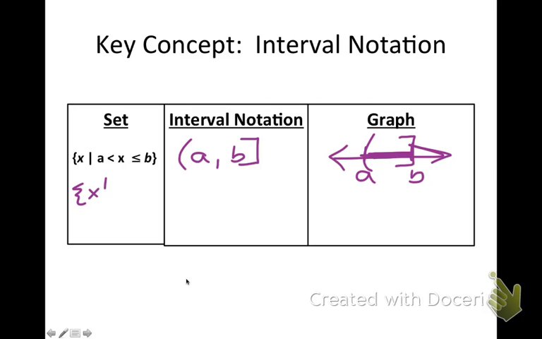If we switched the inequalities or the equal sign so that it was less than or equal to A, but only less than B, then what would it look like? Bracket A, B, parenthesis. Good. And if they were both equal to, it would be what? Bracket, bracket.